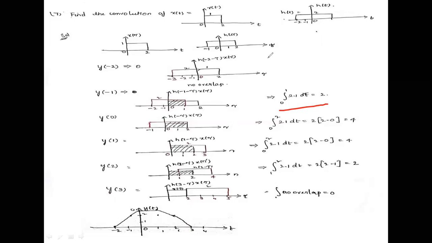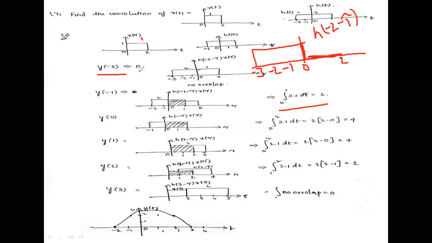Still you can move towards the right side, one sample, that is h of minus 2 minus tau. Two samples already at the minus 2. Now you'll get minus 3, minus 2, minus 1, 0. Totally the 4 samples are there. See, now you compare these two. There is no overlapping from the 0 to 2. Here the 0 value is there, and here the 0 to 1 is 1. So 1 into 0, 0. So y of minus 2 is 0. Y of minus 1 is 2.